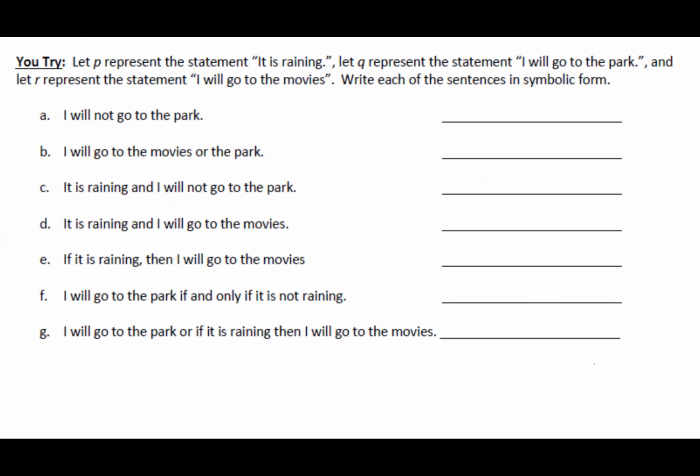Now, let P represent the statement, it is raining. Q is going to represent the statement, I will go to the park. And R will represent, I will go to the movies. I want you to write each sentence in its symbolic form. I'll do the first one for you.